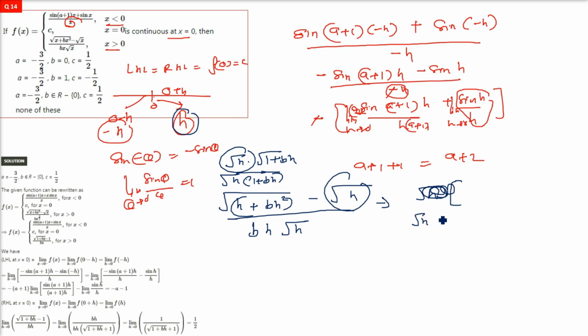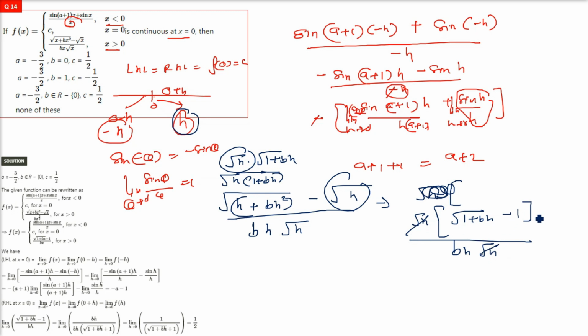Why I am taking common? Because root h is in the denominator. So root h we have taken common, 1 under root 1 plus bh minus 1 will remain. And in the denominator you have bh into root h. So you can just cancel this root h and root h out.